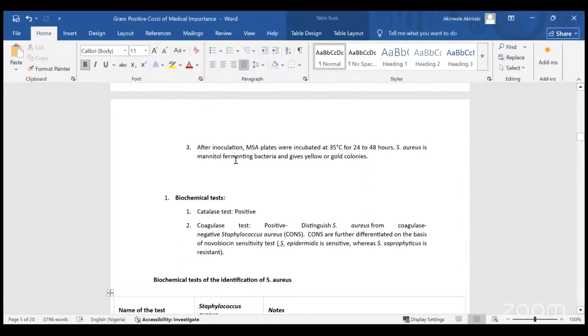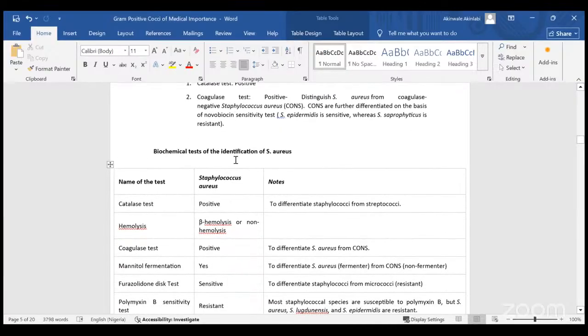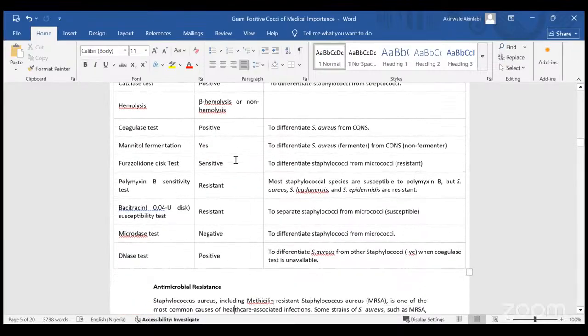Biochemical tests, we have talked about it before, catalase and coagulase. Then, how do you identify them? The Staphylococcus aureus is catalase positive, showing beta hemolysis, and coagulase positive. Then we have the CoNS that you are seeing, which is coagulase-negative Staphylococcus. This S. aureus is coagulase positive. So these are the tests that we use in the lab for its identification.